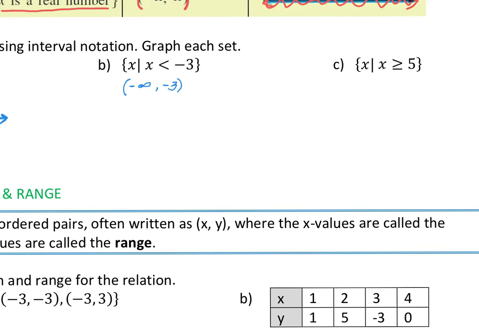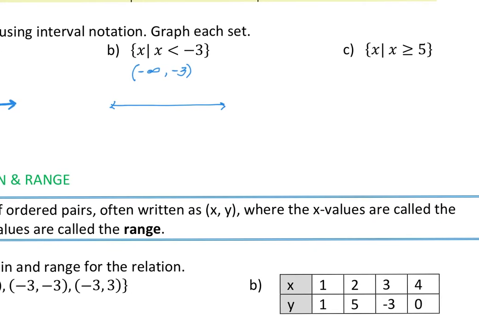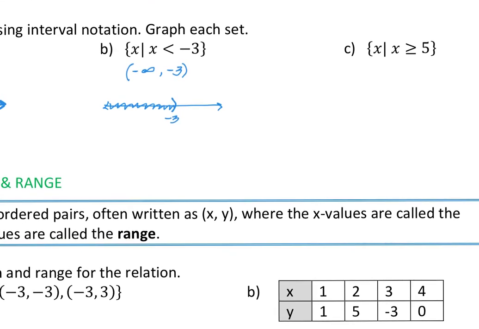If I graph that, I only need one number because only one number appears in my interval, and that would be negative 3. So it's going to be a parenthesis where the negative 3 is, and everything less. Again, don't forget to clearly shade the region of your set. Without that, that negative 3 would just be like an open circle with nothing shaded on either side. It means nothing.